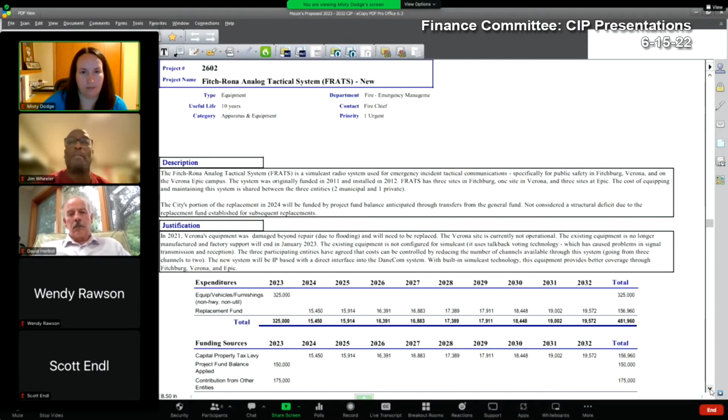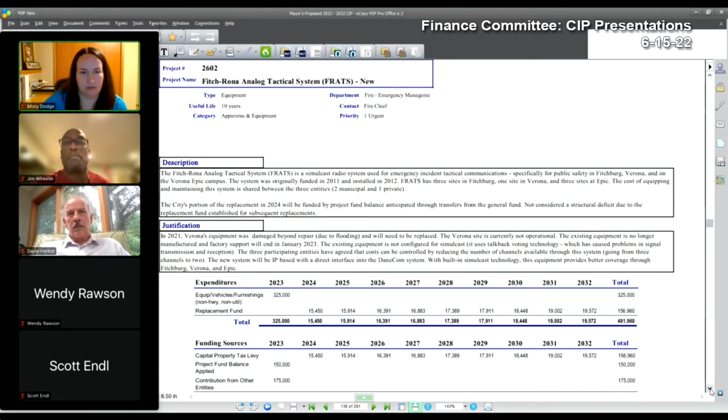This is a system that we share between the Fitchburg Fire Department, Verona Fire Department, and EPIC. So we have 2 public and 1 private participant in this system. We also utilize this within the county. So Fitch-Rona uses this system, and the police department will use it as an analog backup. So that's why it's in the emergency management budget, because it doesn't necessarily just serve the fire department.